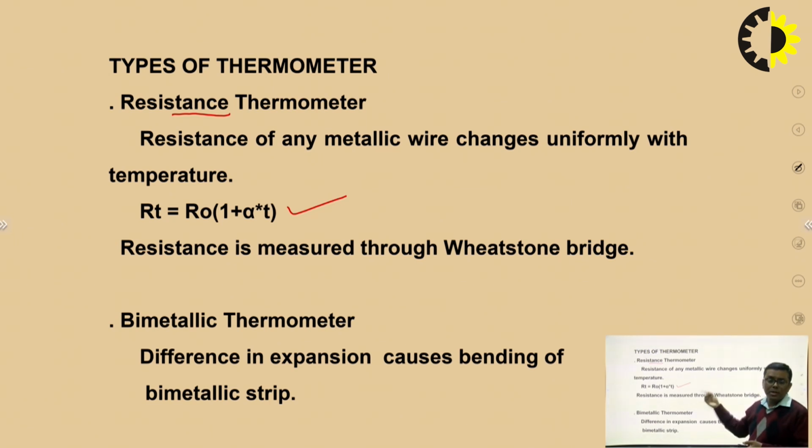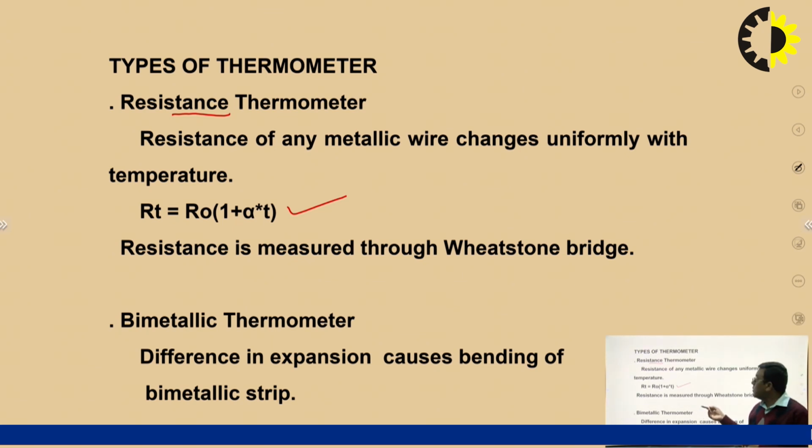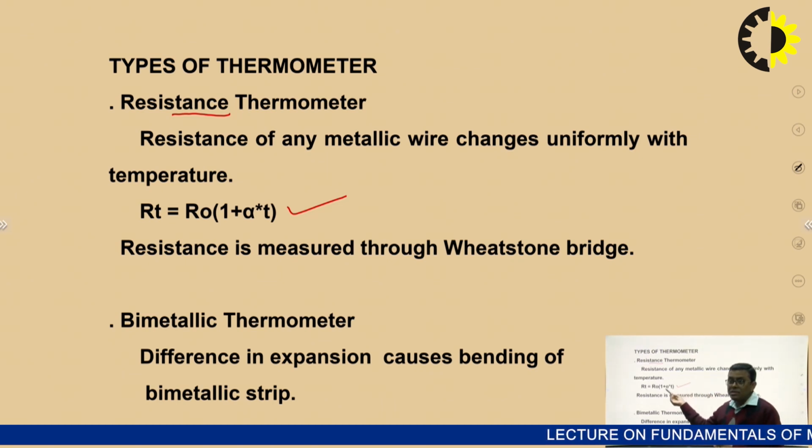Different types of thermometers are used for different accuracy, for different precision, for different purposes. That's why we are discussing different properties. What are the different properties which can be utilized? So resistance changes with the temperature. So how much is the resistance changing?